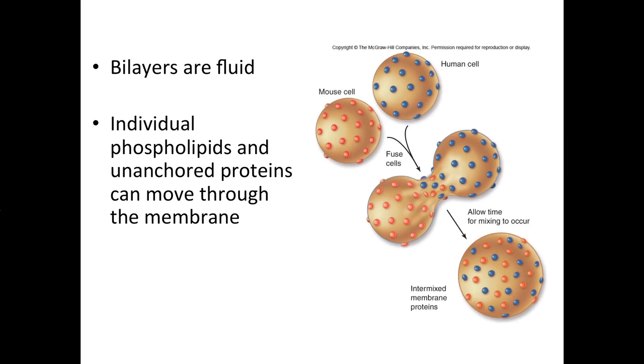So this is an experiment that shows how the phospholipids and actually proteins do lateral diffusion. A mouse cell was labeled with an orange marker, and then the outside of a human cell was marked with blue markers. Then the cells are brought together and fused, and after a little while, you'll see that the orange and blue were all intermixed everywhere, and that shows that lateral diffusion had to have taken place.